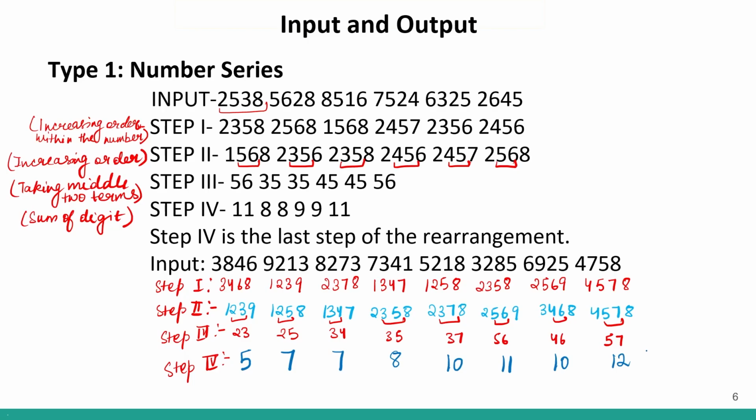So this will be my final output. Step number 4 will be the last step of the rearrangement. This is the final output. Okay? Now based on this, let us look at the question.